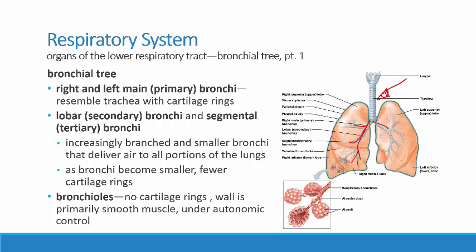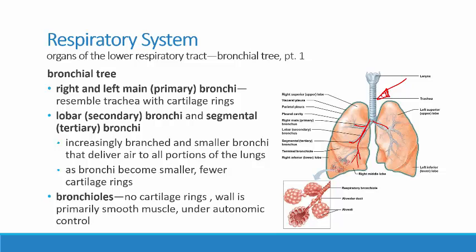The bronchioles have no cartilage rings at all, so the wall is primarily built of smooth muscle under autonomic control. So the bronchioles are able to constrict and to relax based on the needs of the body for oxygen, for bringing in oxygen or getting rid of CO2. And it's the bronchioles that, when people are having an asthma attack, are constricted, and it's difficult to breathe air out of the lungs as a result.